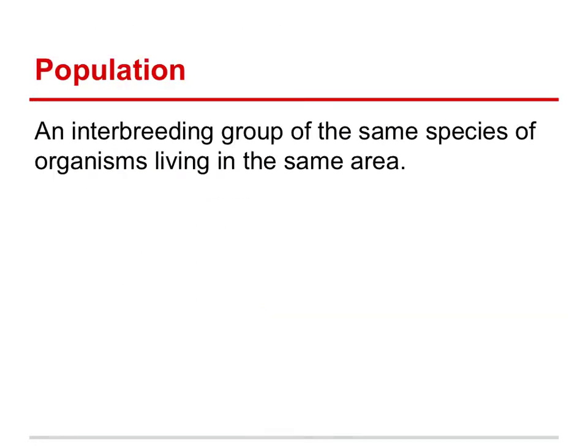First things first, let's define population. In ecology, the term population refers specifically to an interbreeding, so let's underline that, group of the same species, let's underline that, of organisms living in the same area. Let's underline that as well. So please take that definition into your notes: an interbreeding group of the same species of organisms living in the same area.